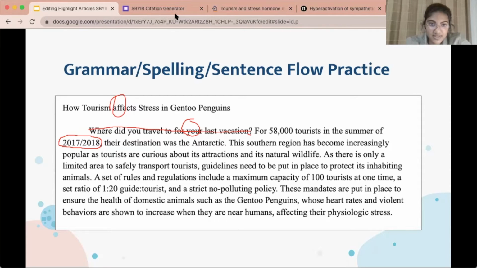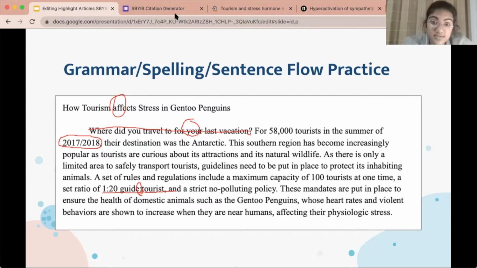Another big thing to point out is this little thing over here. It says a ratio of 1 to 20 guide to tourists. Putting the colon there is a bit awkward. It's not really how you would read it. We do want to avoid that kind of ratio format if it's not numbers, if it has words with it. So we would probably write something like a guide to tourist ratio of.